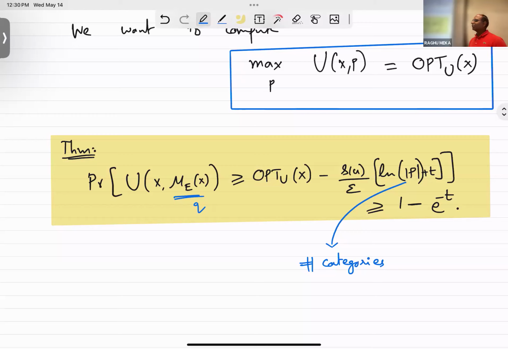Does it make sense? And the proof of this we are not going to do, but it's basically some kind of Chernoff bound, large deviation bound, or you just need to use Markov's inequality appropriately. All right.